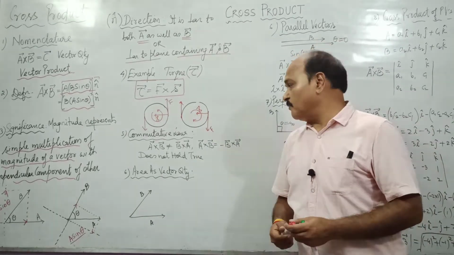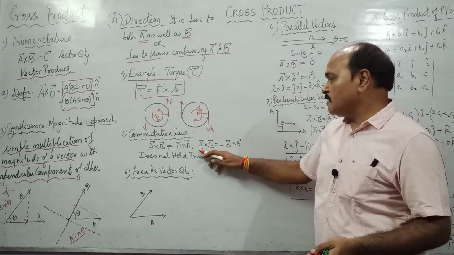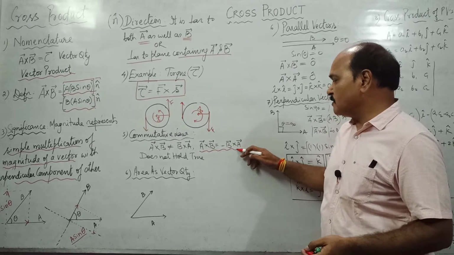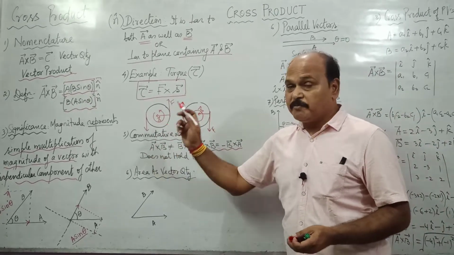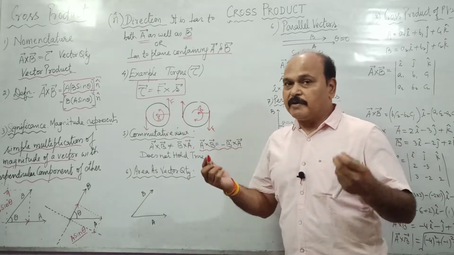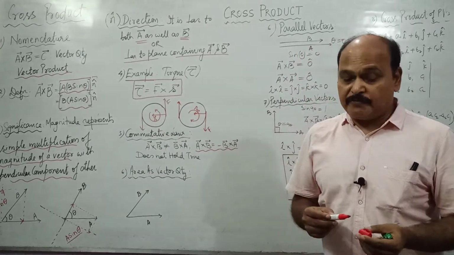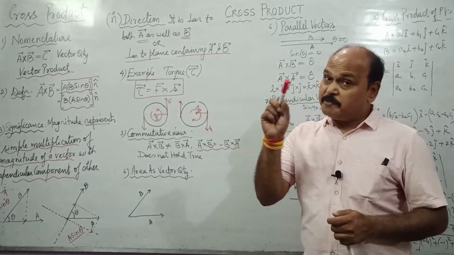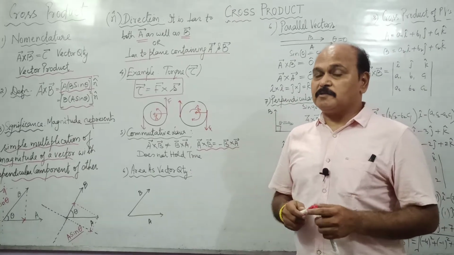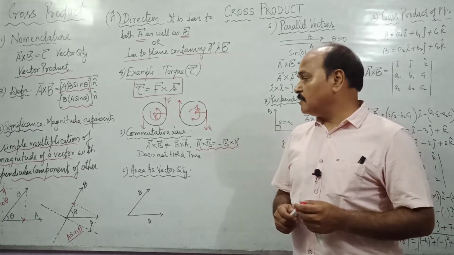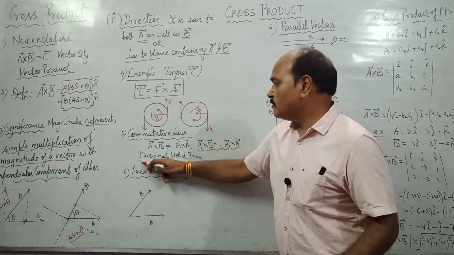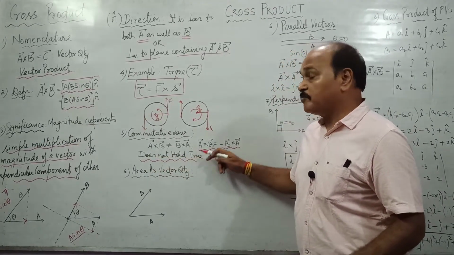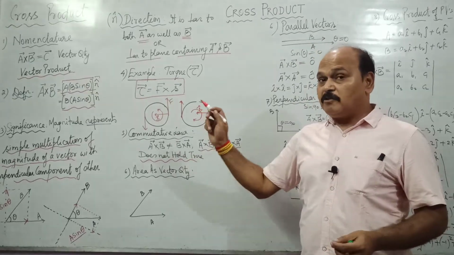A cross B is not the same as B cross A, but still there is a relationship between them. And what is that? A cross B is the negative of B cross A. So we have to be very particular about the order when we find the cross product of two vectors. If it is A cross B, we have to find A cross B only. We cannot find B cross A because they are not equal. So the commutative law does not hold true for the cross product, unlike the dot product where this law holds true.